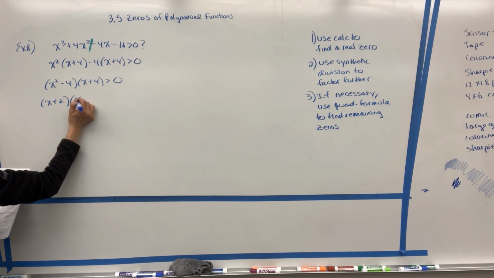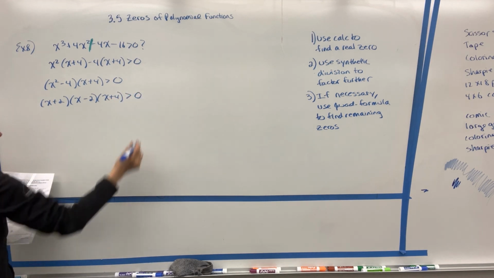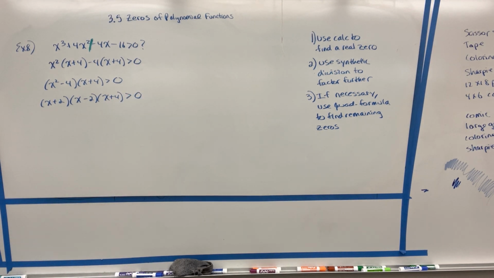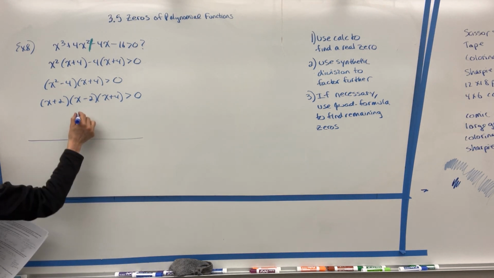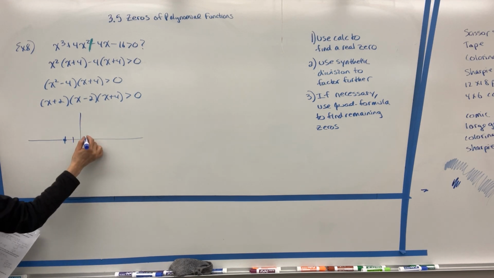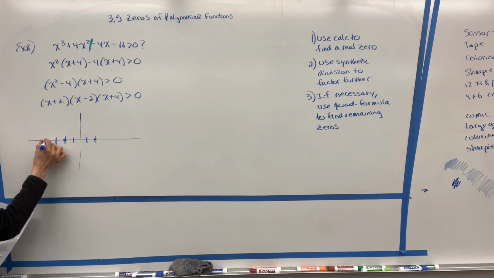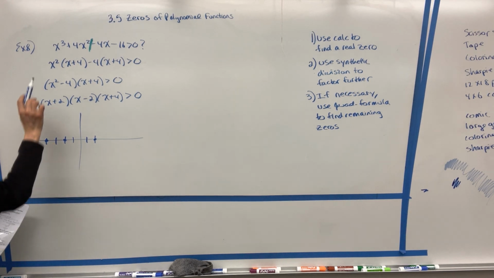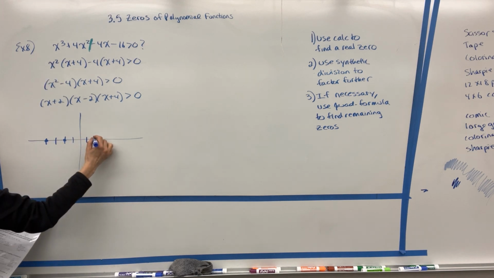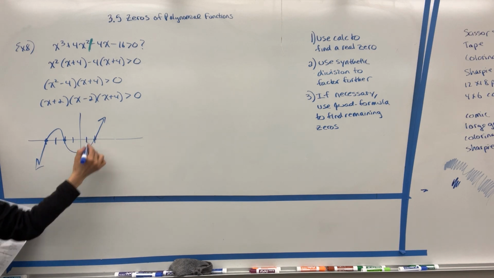I could have looked for a zero on my calculator and then used synthetic, but this was super easy to factor using factoring by grouping, so I just did that. But if we wanted to plot these zeros, this would be a zero of -2, this would be a zero of +2, and that would be a zero of -4. I know from my end behavior, the ends are going to go opposite directions because it's odd degree, and also that the right-hand side is going to go up.